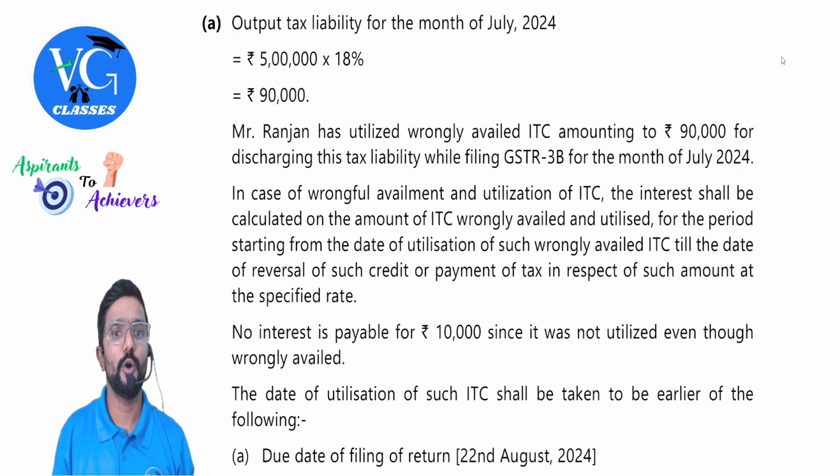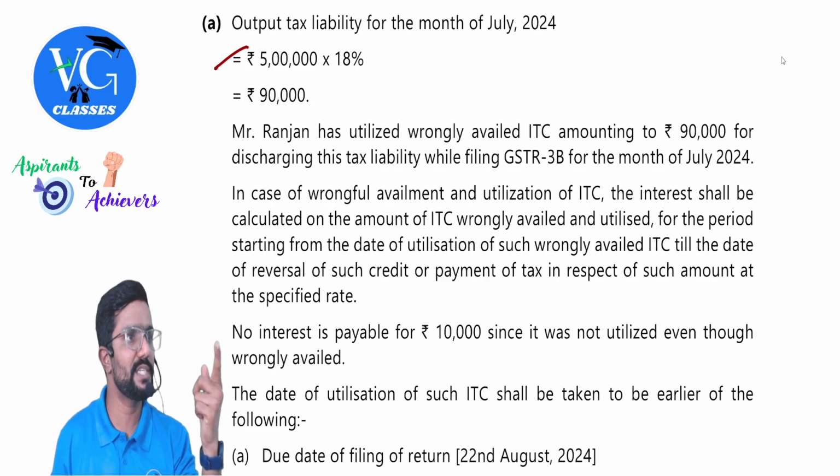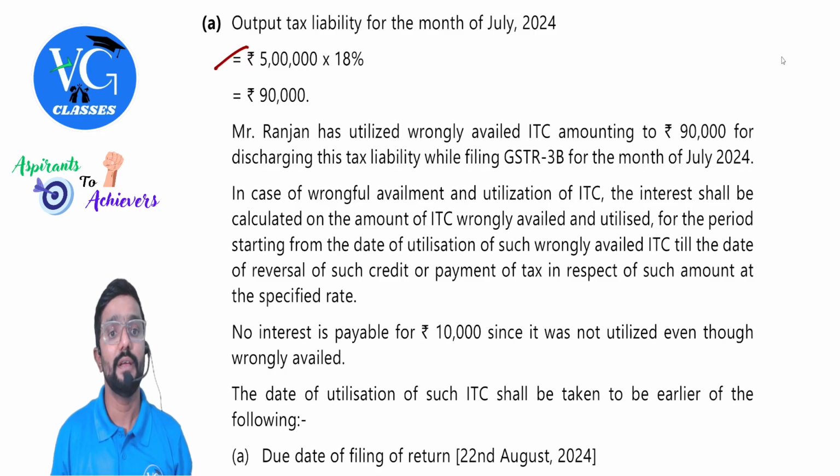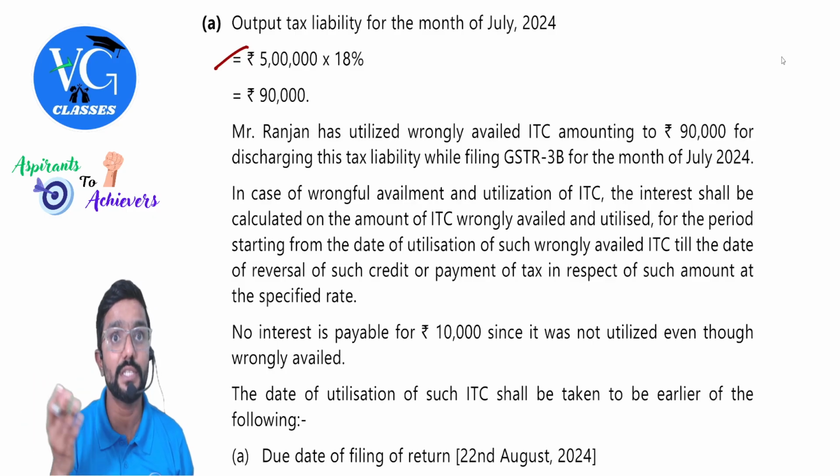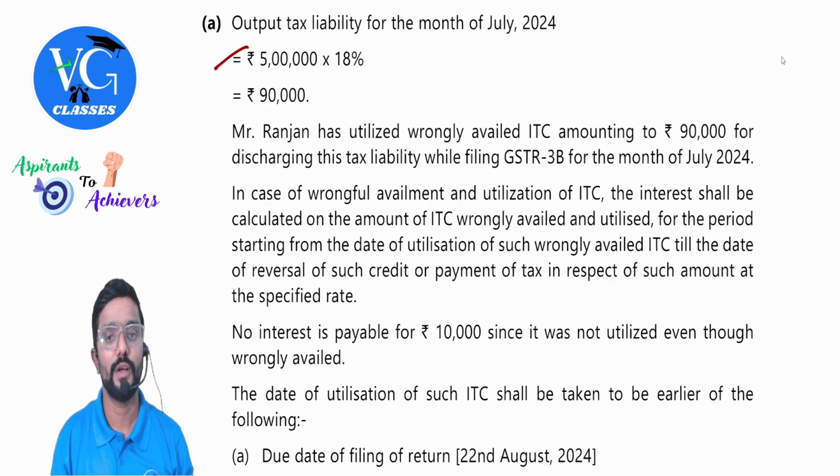Chalo, quickly. Output tax liability for July is how much? 5 lakh into 18%. And the 5 lakh given is excluding GST, so into 18% GST rate. The 18% given here is not the interest rate, it is the GST rate. Because the interest rate is also 18%, don't get confused.